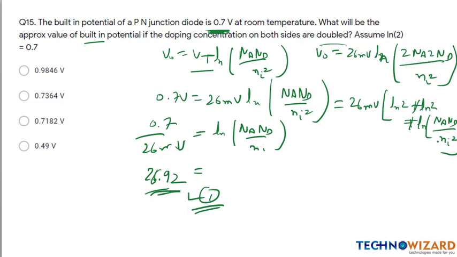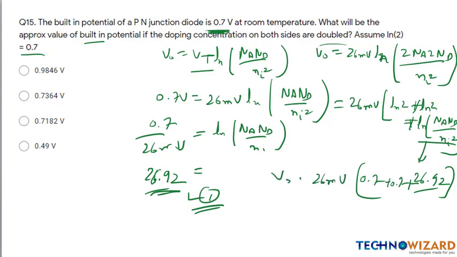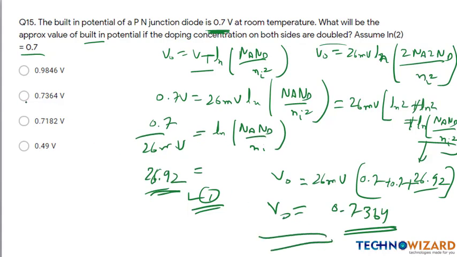We know the value of ln Na Nd upon Ni square is 26.92, already found. ln2 is given in the question as 0.7. So 0.7 plus 0.7 plus 26.92, multiplied by 26 millivolt gives V0. On calculating this, we will get 0.7364 as the correct answer. That is the built-in potential of the diode. Option B is the correct answer.